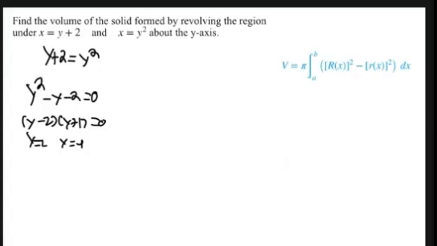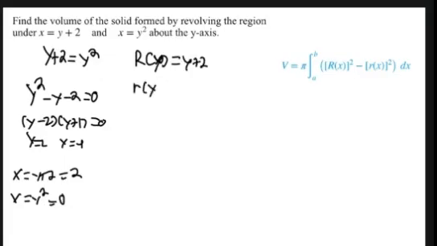Now we decide which graph is farther to the right, because that will be the outer radius from the y-axis. A good way to think of it is like right minus left. So let's try y equals 0. Once we plug in y equals 0, we find that x equals y squared is equal to 0. So x equals y plus 2 is the outer curve. That means the outer radius is y plus 2, and the inner radius is y squared. So we can plug this into the washer formula. We get pi times the integral from negative 1 to 2 of (y plus 2) squared minus (y squared) squared dy.